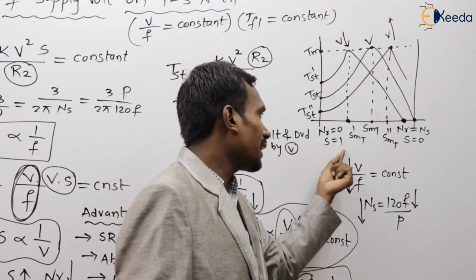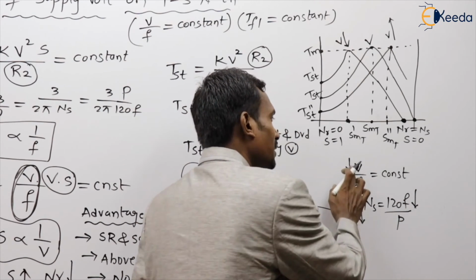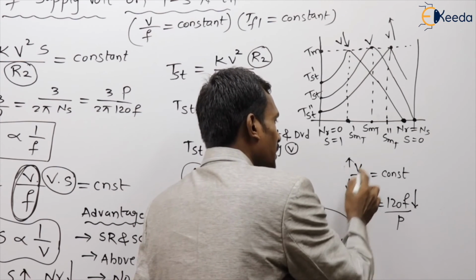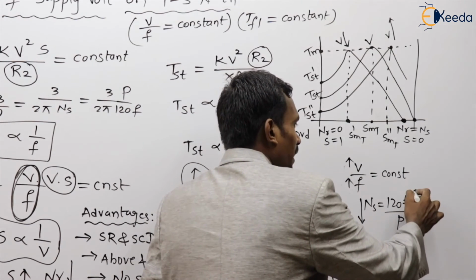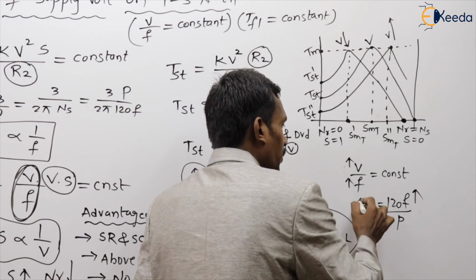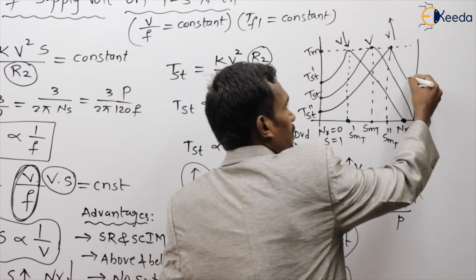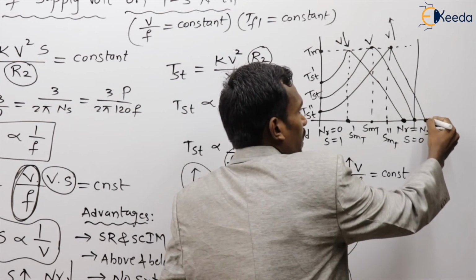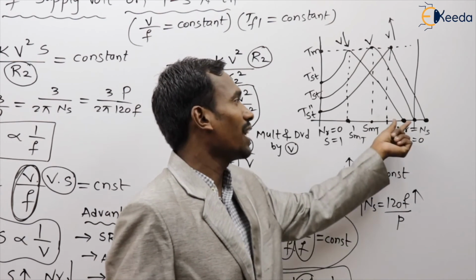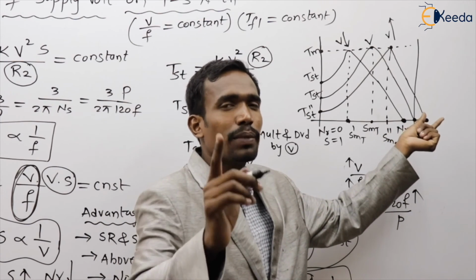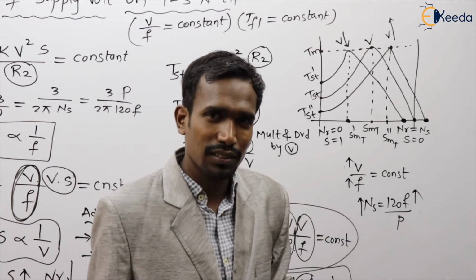If voltage increases, frequency also increases. If frequency increases, the synchronous speed also increases. This is my other synchronous speed. Don't forget these values. In the V by F changing method, the synchronous speed also changes.